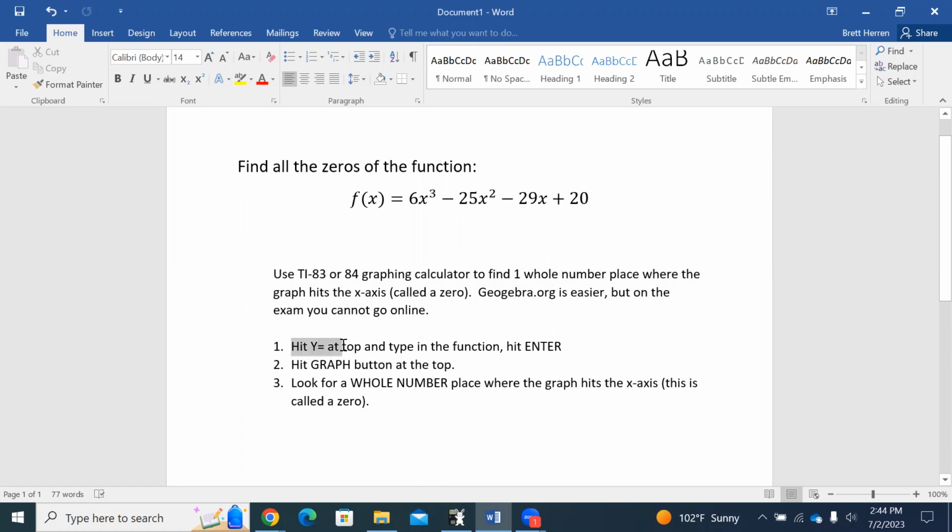First off, you hit Y equals at the top of your calculator and type in the function, hit enter. Hit the graph button at the top and look for a whole number place where the graph hits the x-axis. This is called a zero. So let's go through this. First of all, I'm going to type in that function. So let me switch to my calculator.